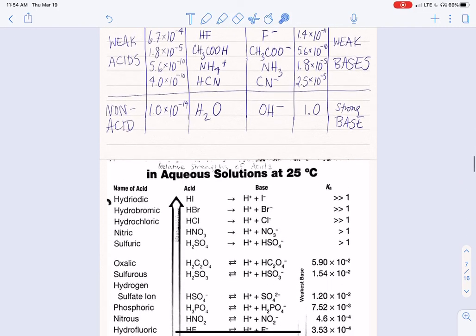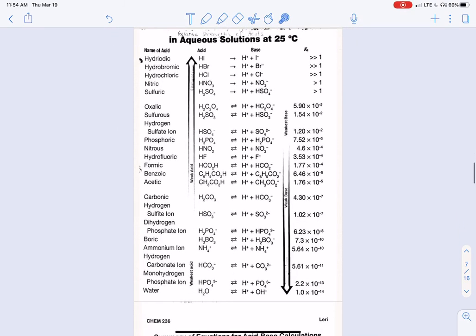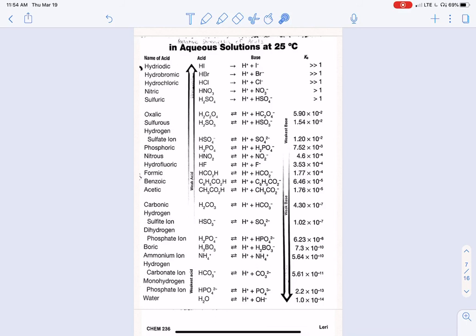And to supplement that table on Blackboard, I have posted this sheet. So you can access this as a PDF on Blackboard. And this is showing much the same thing, the relative strengths of acids in aqueous solution at 25 degrees Celsius. So this is a list of acids decreasing in acid strength. So the strongest acid is here, and as we go down, we get weaker and weaker.